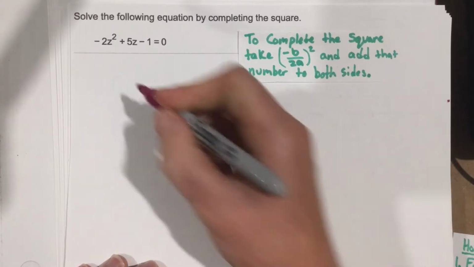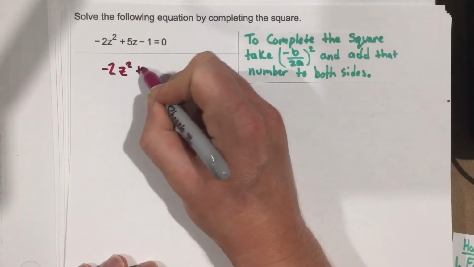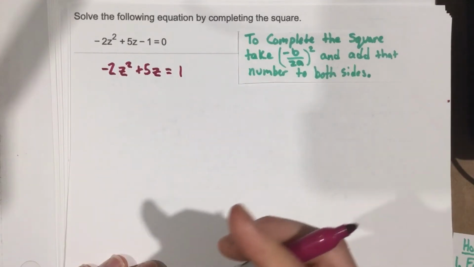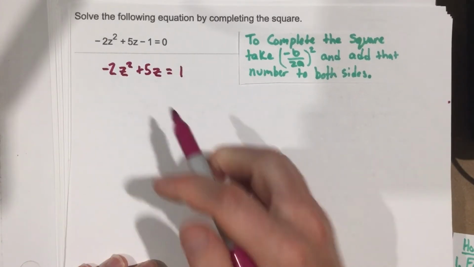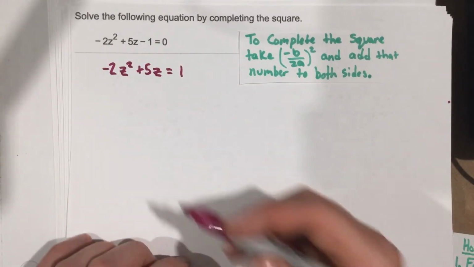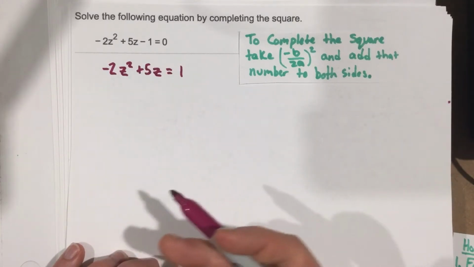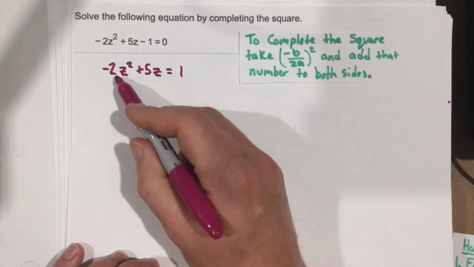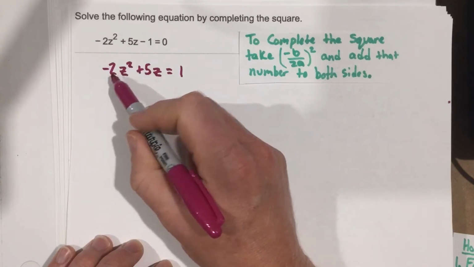So I'm going to end up with -2z squared plus 5z equals 1. I'm going to move it away, that way we don't have to deal with it. The second thing, because of the leading coefficient of -2, I'm going to factor out -2. So I'm going to take a -2 out of these two terms. Now that's going to end up giving us a fraction, but that's okay. It's pretty easy to deal with the fraction as long as we don't have a leading coefficient. So let's factor out the -2 out of each term.